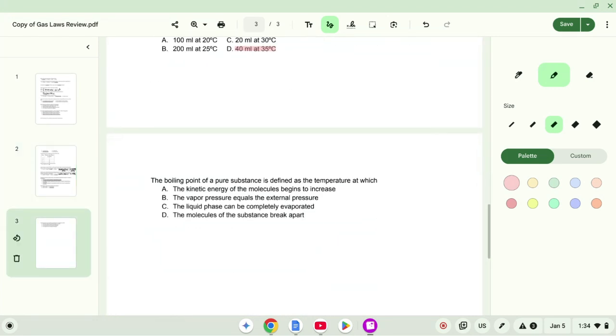The boiling point of a pure substance is defined as the temperature at which B, the vapor pressure equals the external pressure, and this is just a definition that you have to remember.